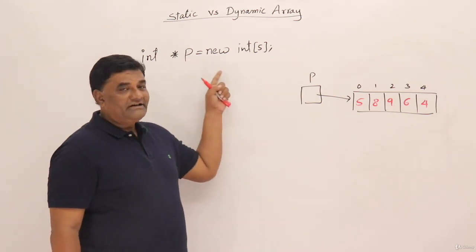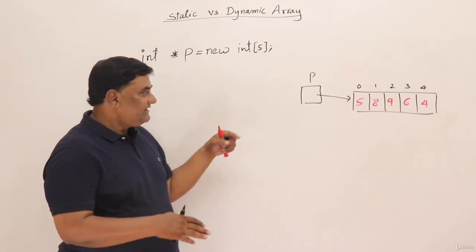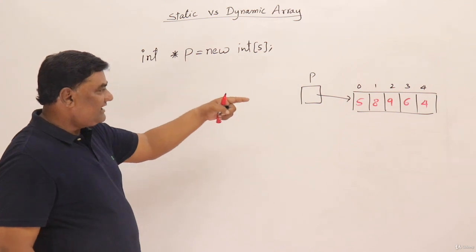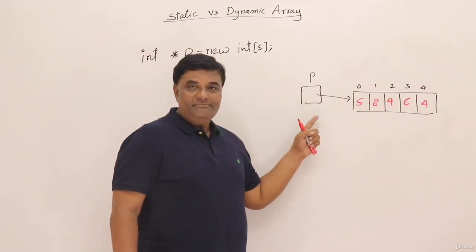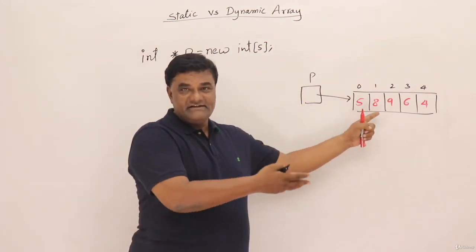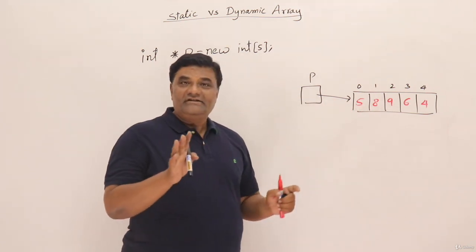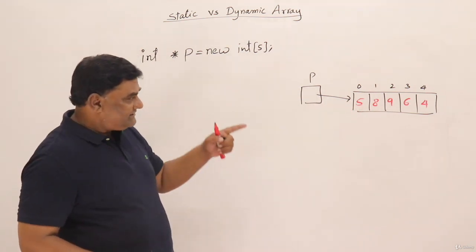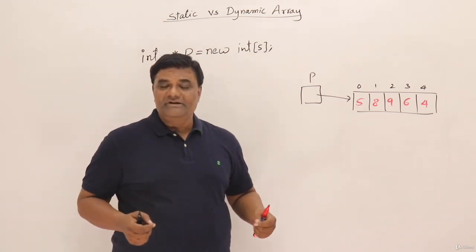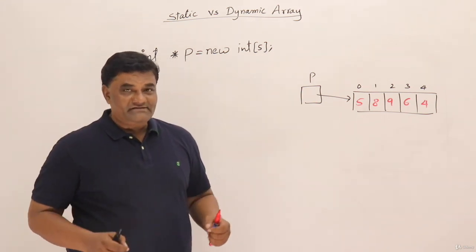Here, I already have an array of size 5 that is created in heap, and a pointer is pointing to that array. So this is a pointer P, and this is in stack, this is in heap. We know this very well now. So this is pointing there. Suppose it already has some elements. That size 5 is not sufficient for me. I want a larger size array.